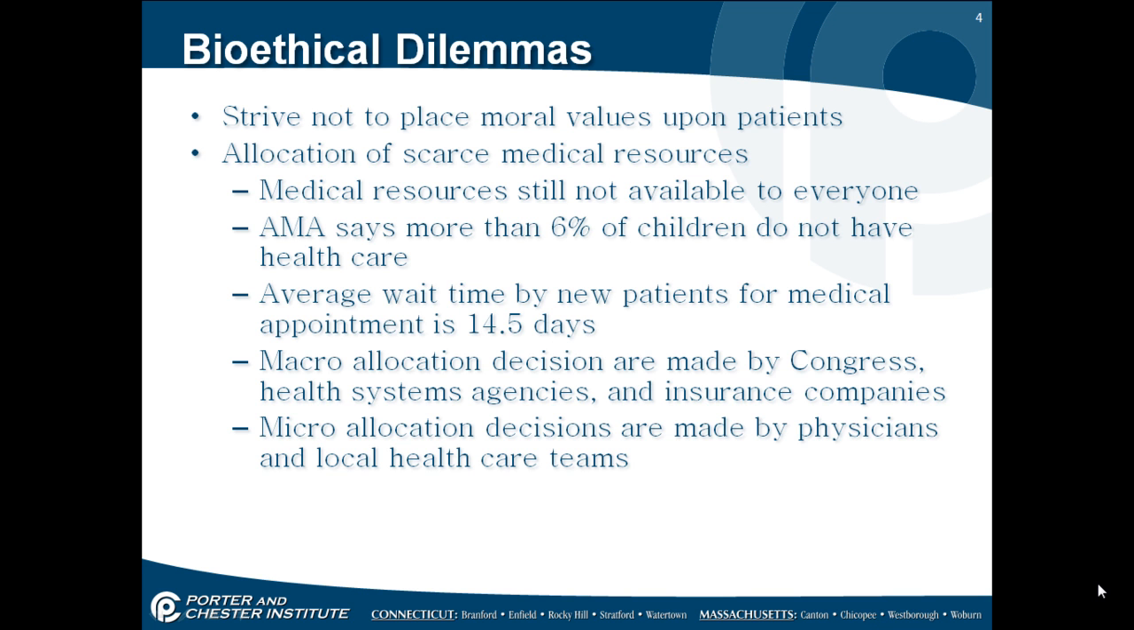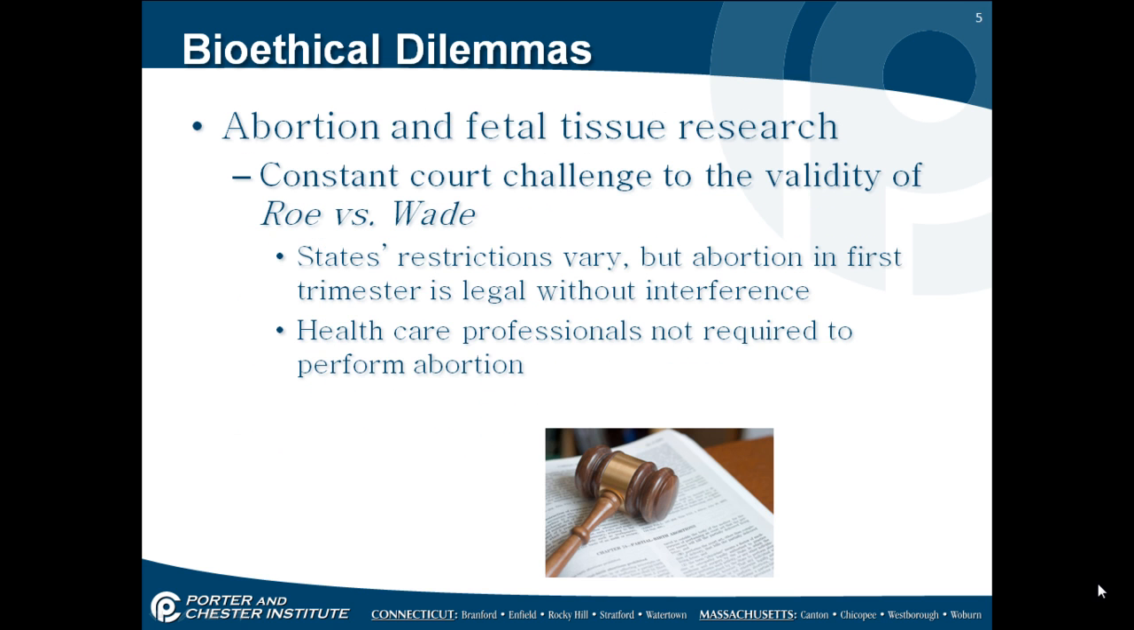Macro allocation decisions are made by Congress, healthcare system agencies, and insurance companies. Micro allocation decisions are made by physicians and local healthcare teams. Abortions and fetal tissue research. There are constant court challenges to the validity of Roe versus Wade. State restrictions vary, but abortions in the first trimester are still legal without interference. Healthcare providers are not required to perform abortions.